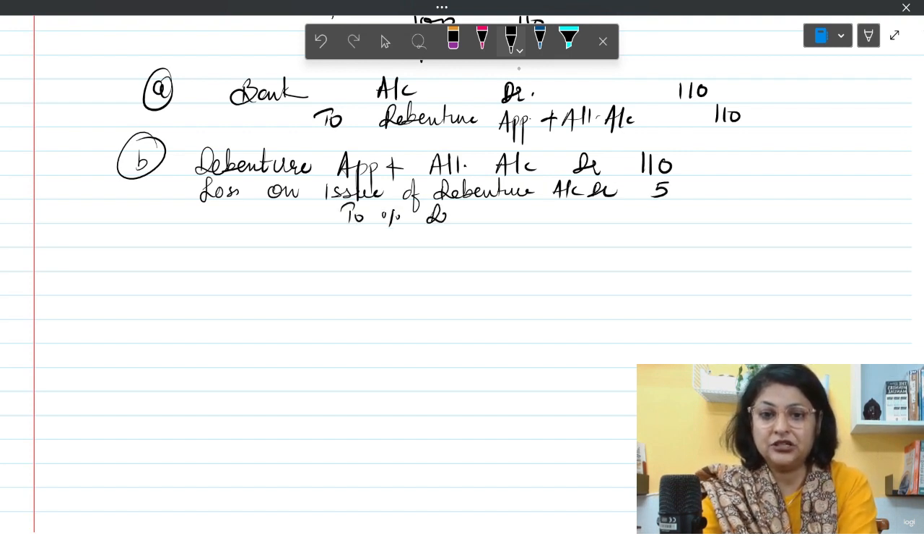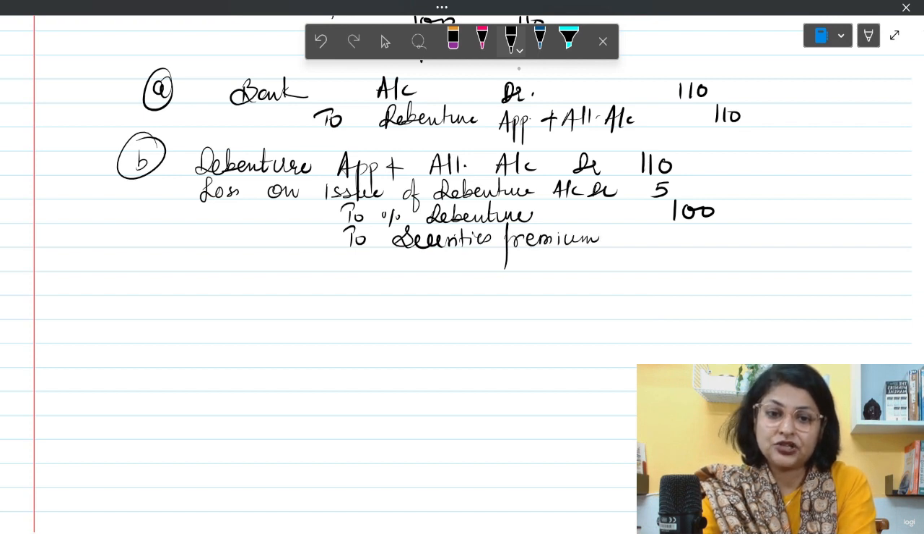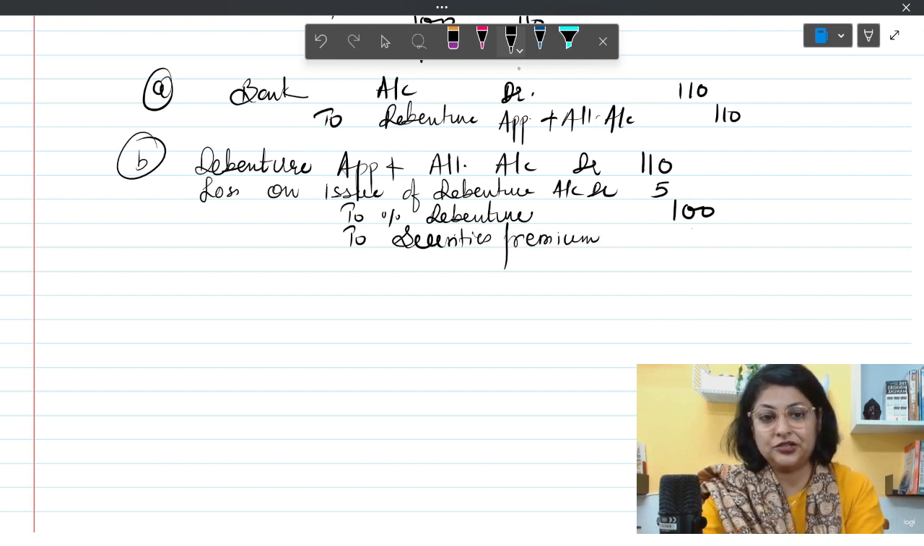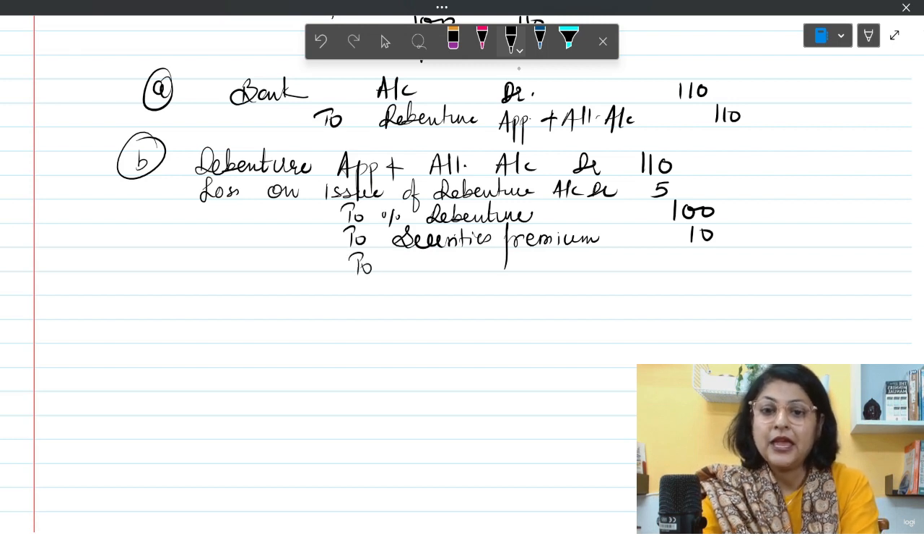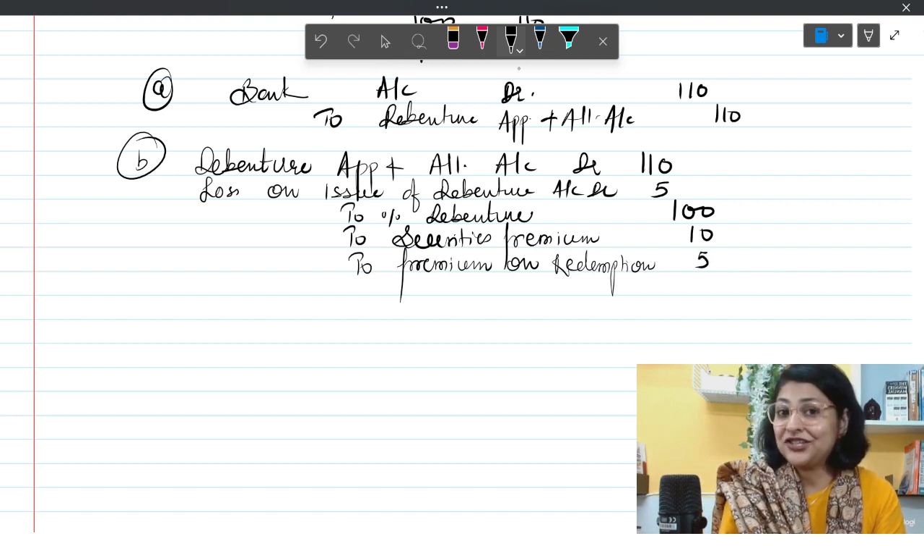2% debenture. Obviously the face value is going to come over here. To securities premium. What is this securities premium? The extra 10 rupees which your company is taking from the debenture holder, that 10 rupees will come. And then to premium on redemption, which is rupees 5. So like this you have to pass the entry.